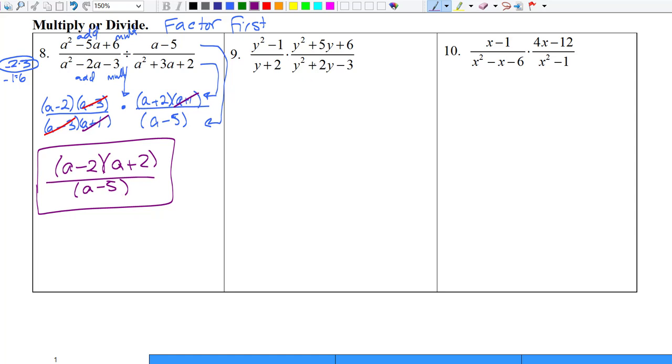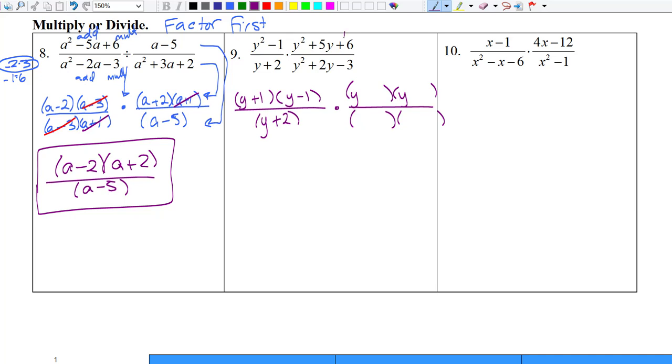Now both 9 and 10 are multiply. So because they're multiply, we don't have to flip the second fraction. So I'm just going to go ahead and factor and reduce. Okay, so y squared minus 1, that's a difference of squares, y plus 1, y minus 1. The bottom, y plus 2, that doesn't even have a squared, so you don't have to worry about factoring that at all.